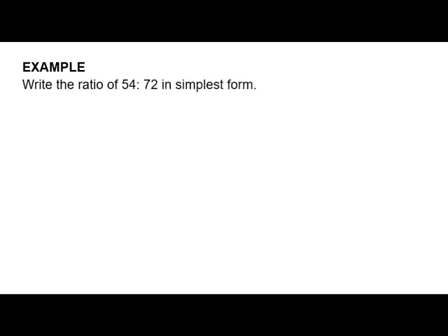Let's write 54 is to 72 in simplest form. So basically, this is the same as 54 divided by 72, okay? But obviously, in this case, it can't be like that. When we write this, it will be 54 divided by the sum of the two, because 54 is just part of the whole. So we say 54 is the first part, and we say 72 is the second part. How do we write a solution for this?